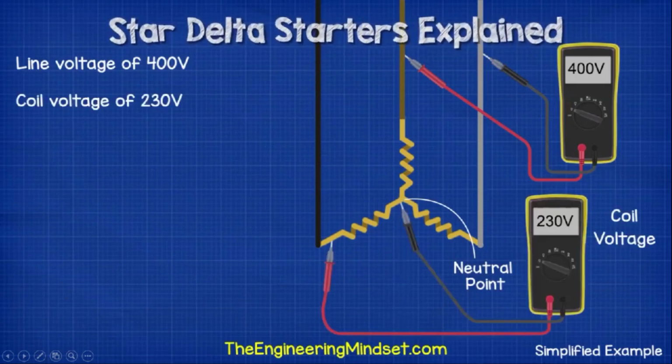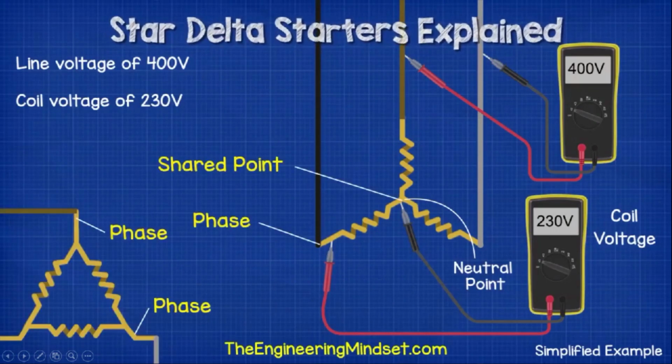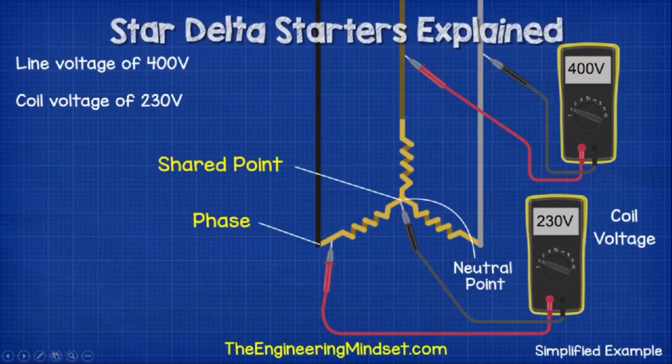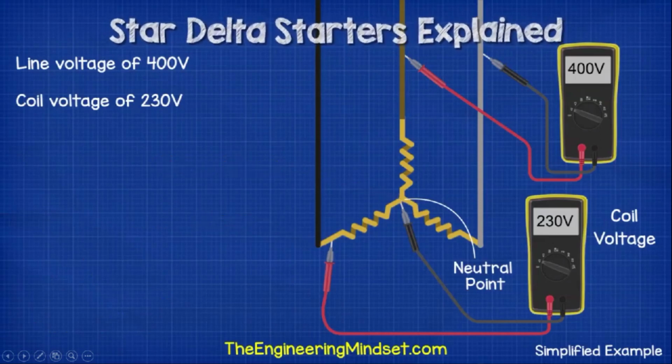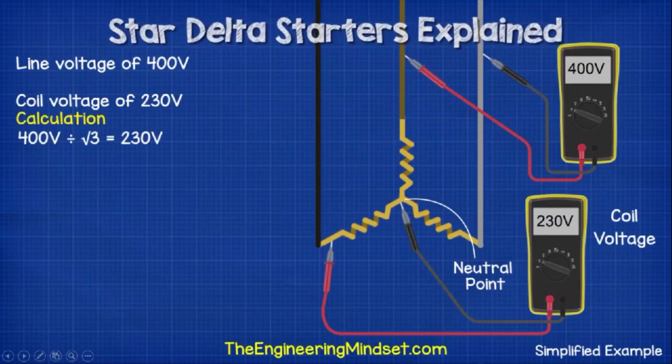So this time, when we measure the voltage across the ends of any coil, we get a lower value of 230 volts. That's because the coil isn't directly connected between two phases like the delta version was. One end is connected to the phase, but the other end is connected to the shared point or the neutral point. So the voltage is therefore shared and will be less because one phase is always in reverse. We can see the 230 volt reading by dividing 400 volts by the square root of 3, which gives us 230 volts.